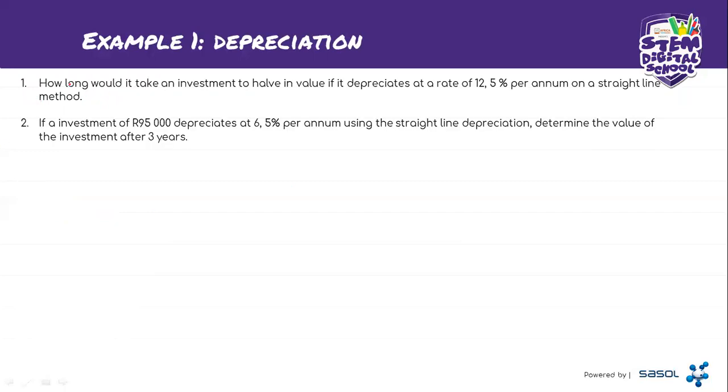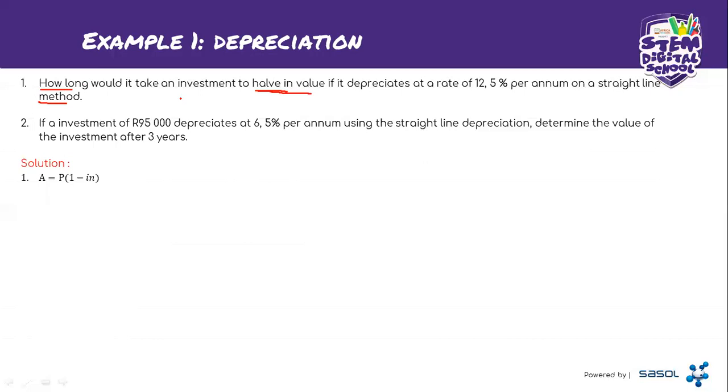How long will it take an investment to halve in value if it depreciates at the rate of 12% per annum on a straight line method? You see, on a straight line method. Now, of course, we're going to write the straight line method formula there. For this one, it's quite challenging because we don't know the values of A and P, right? And they say how long, meaning we're in need of n.